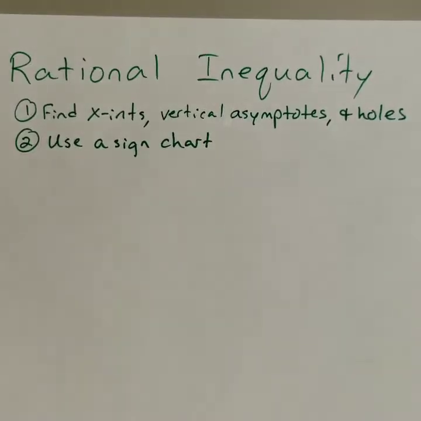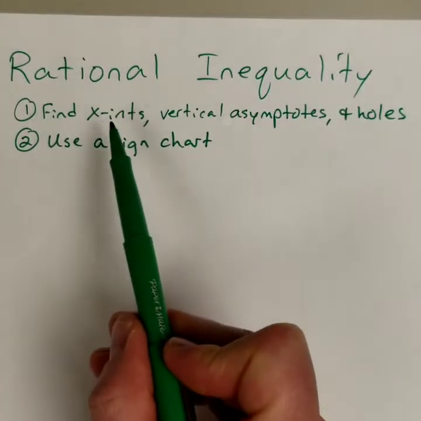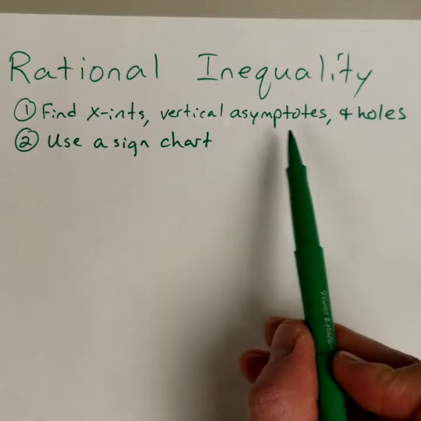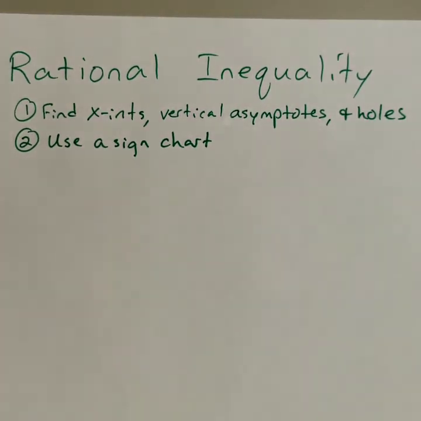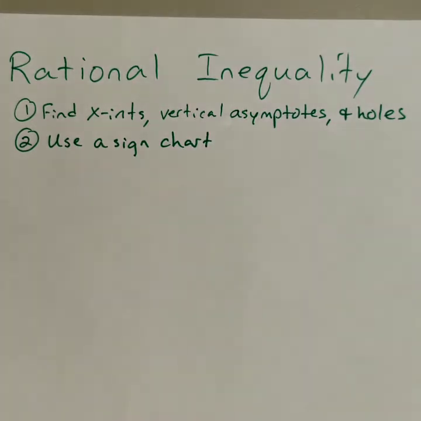Okay, for this next video, we're going to solve a rational inequality. Remember I said that with rational inequalities, you must first find the x-intercepts, the vertical asymptotes, and the holes, because those are the three places that a graph can change sign. It can go from positive to negative or negative to positive. Once we find those, we're going to use a sign chart, just like we did before, and pick numbers in the intervals to determine which interval solves the inequality.